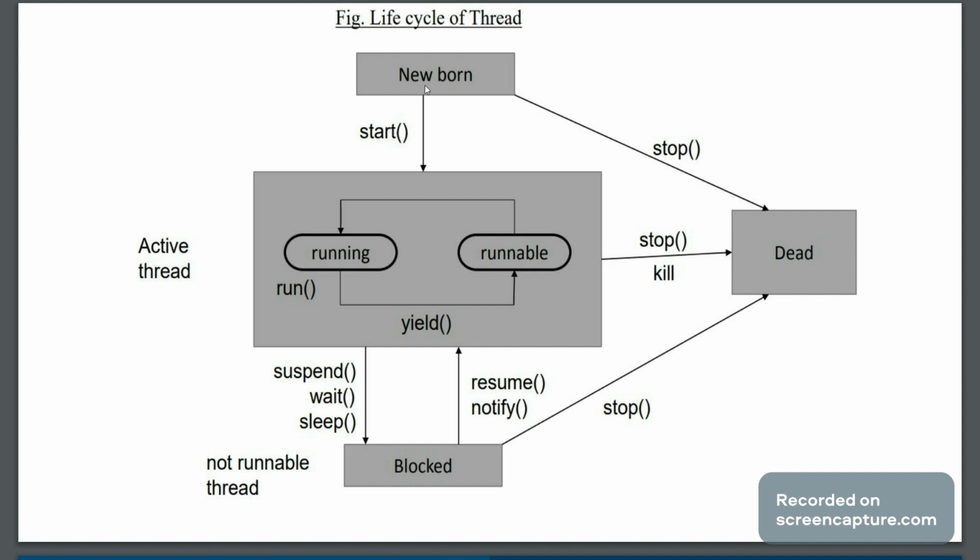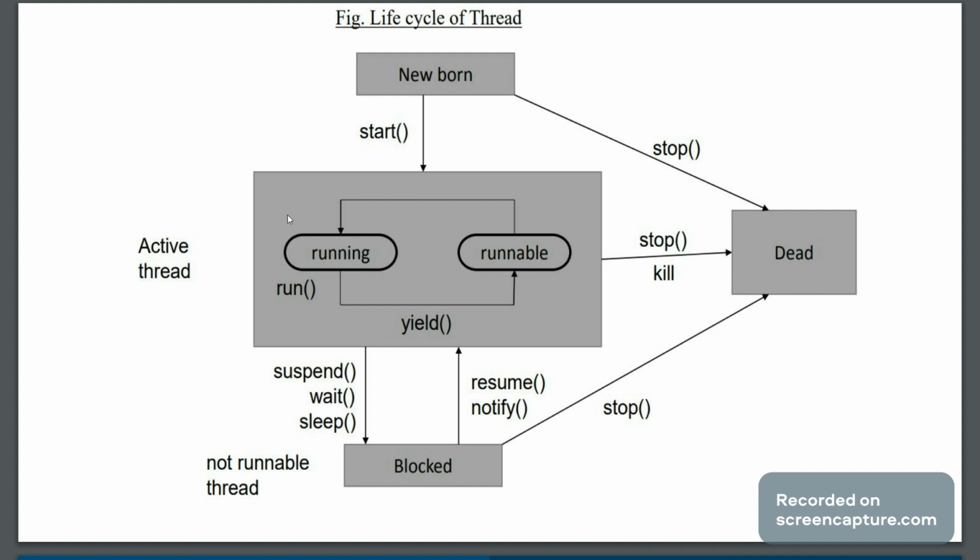Once you schedule this thread by calling the start method, it is in the runnable state. It will be placed in a queue at the processor and it will wait for the CPU time for the execution. When the CPU takes that thread for execution, it will invoke the run method and the thread will be in the running state.